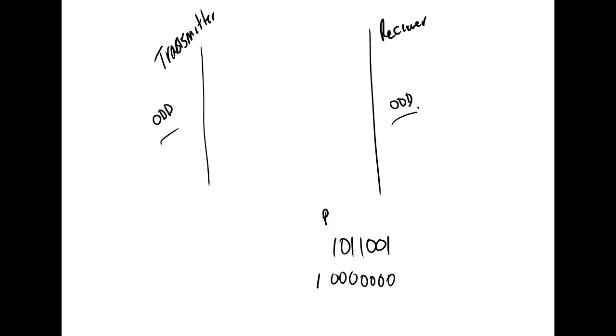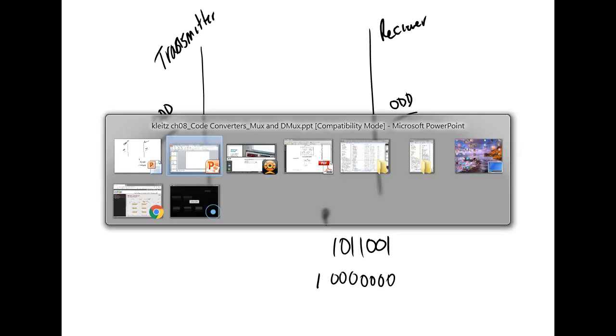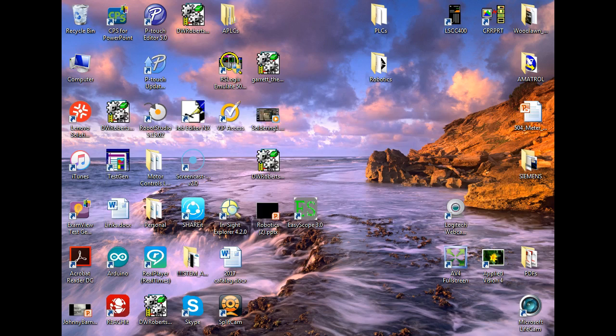Now, if we look at the ASCII code chart, the first 2 columns are what we call control codes. So we have what we call handshake.